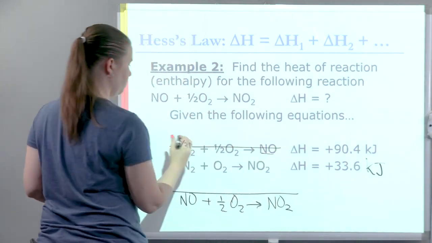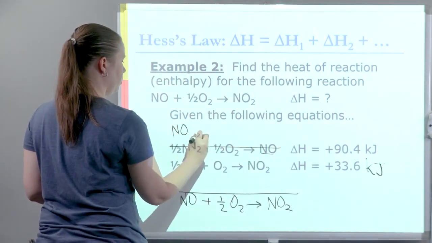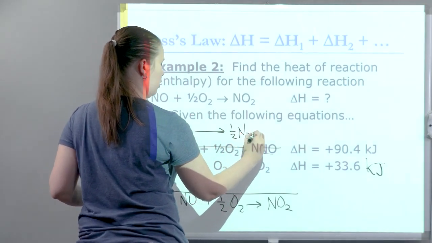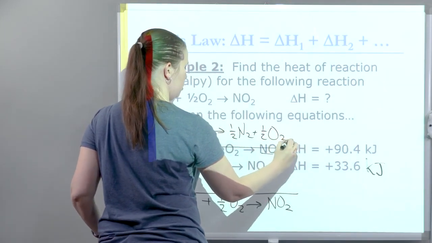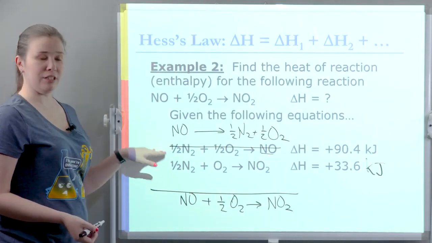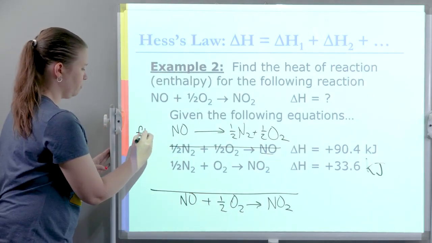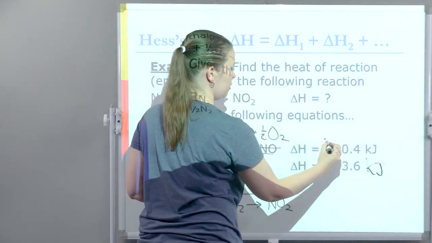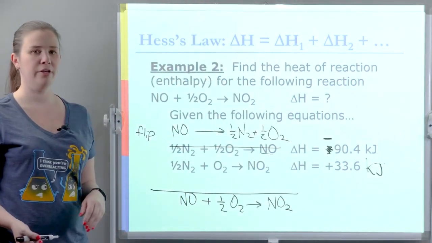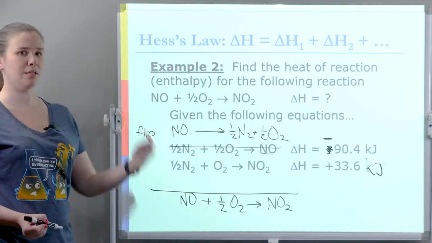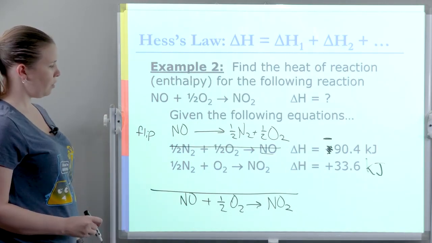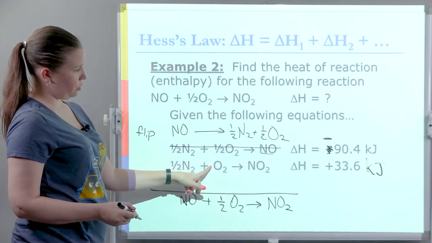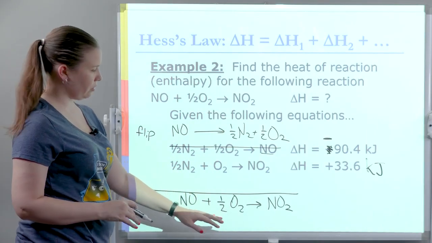flip this equation. So I'm going to write NO on the left and my half nitrogen and half oxygen on the right. When I flip that first equation, I need to flip the sign, meaning my positive sign needs to become negative. It's not positive 90.4, it's negative 90.4. Now do I have oxygen on the reactant side? And I do, just not exactly the amount, but that's okay right now.